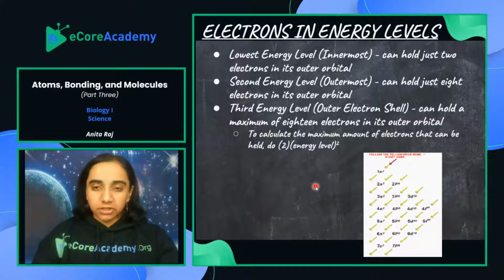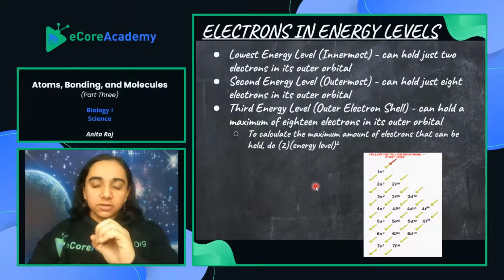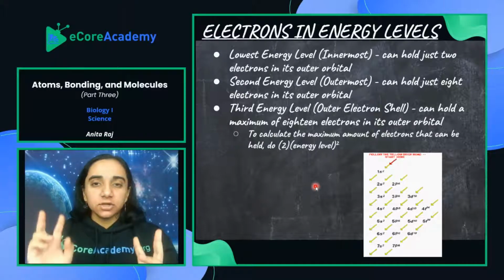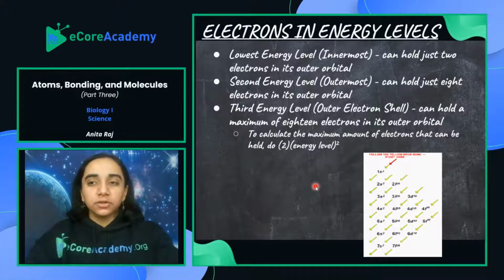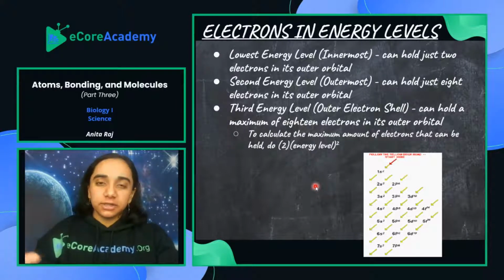Your lowest energy level will be your innermost one. If this is the nucleus, that innermost shell is what you could call your lowest energy level. It's the one closest to the nucleus. And the reason you call it that is because you want to think of each electron as having potential energy. That is the amount of energy, like how much it could possibly do if it's put into action.